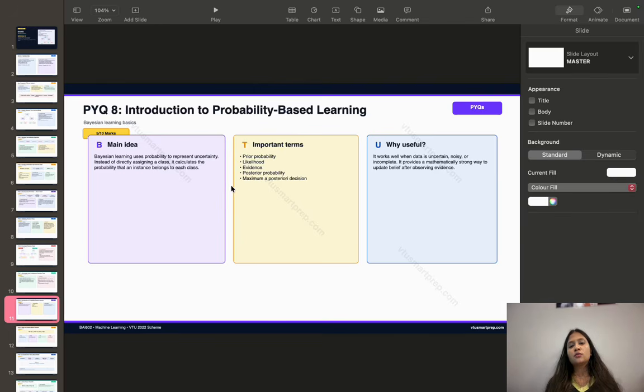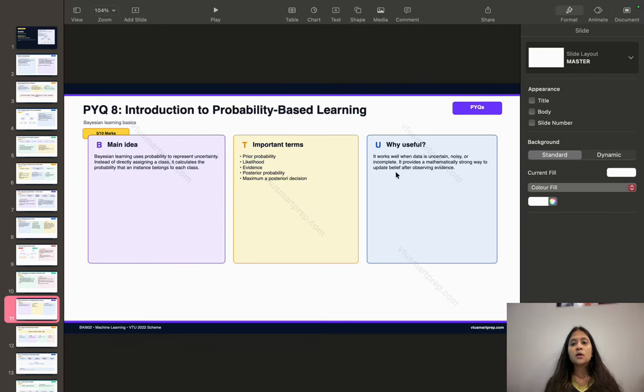At the end, in the result or output, you're going to find which is the maximum posterior decision. So these keywords you should know. How you're going to write the prior probability, the likelihood, the evidence, and the posterior probability. Once these steps are done, you are going to get the maximum posterior decision. You have to find the maximum posterior decision.